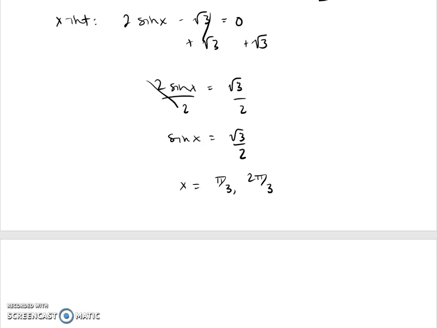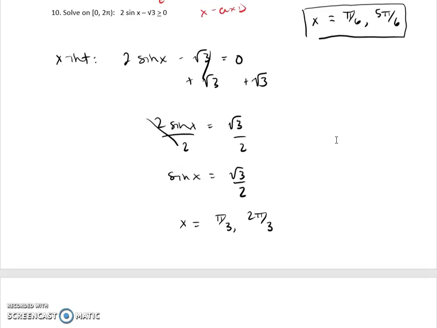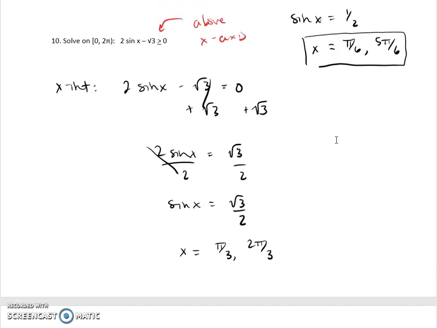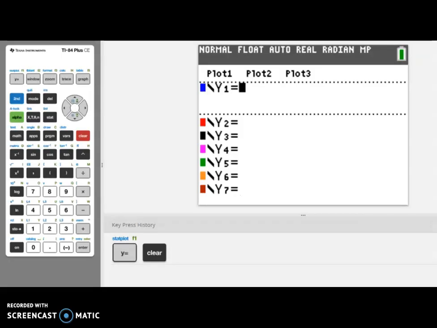Now, that was a lot of work, so you might feel like, whew, I'm done. But that's not it. That's just the x-intercepts. So these are the x-intercepts, and we go on to step 2. Step 2 is to graph this and see where it's above the x-axis. So let's go to the graphing calculator and graph it.